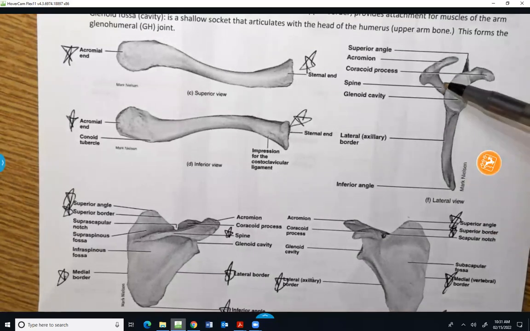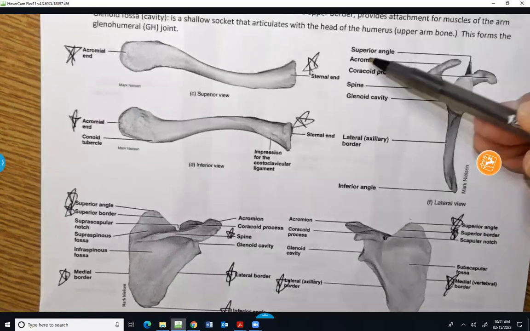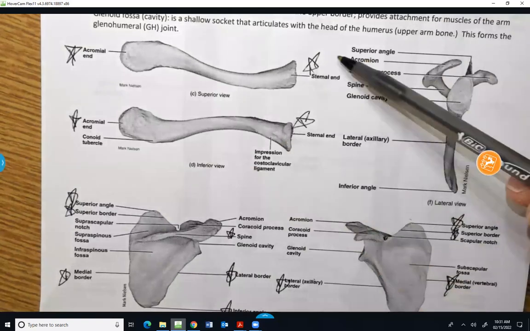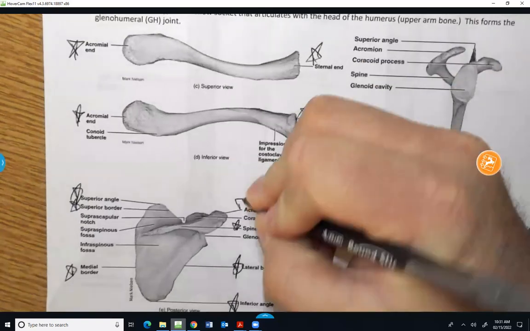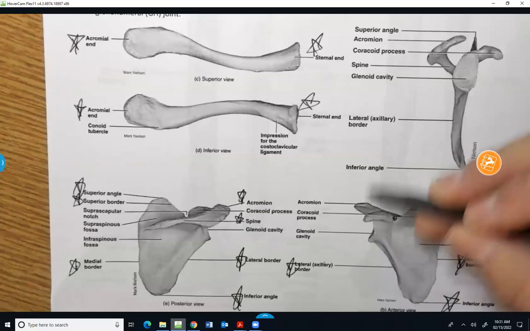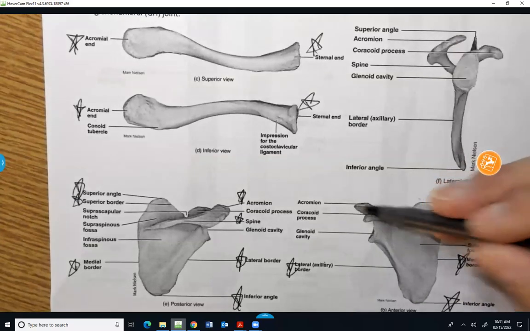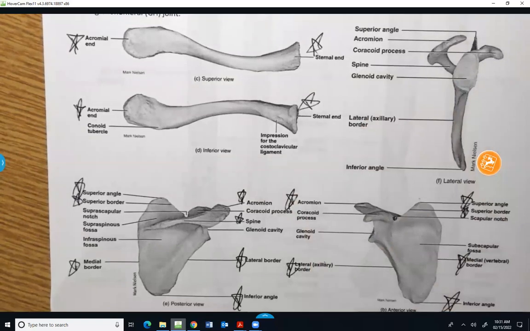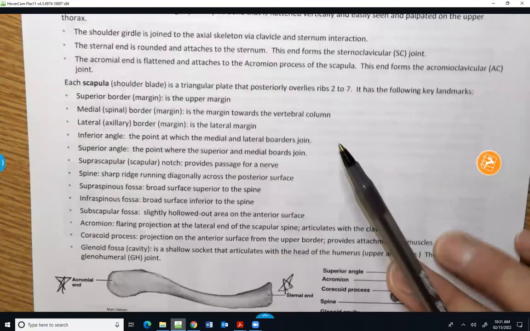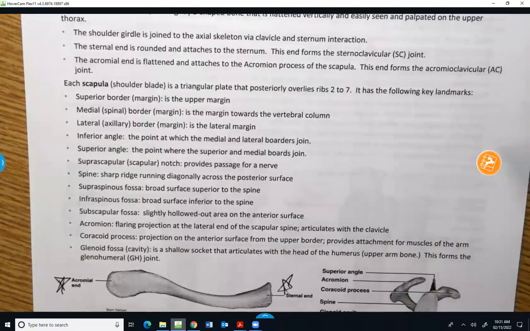I'm not actually going to worry about this image, but I did include it to talk about some stuff. The spine is on the back side, but then connected to it and coming more to the front, this will be the front of the body, is that structure I've been talking about called the acromion or acromion process. It's labeled here in the posterior view, but you really get the best view of it here and here. Acromion or acromion process is a flaring projection at the lateral end of the scapular spine, articulating with the clavicle once again to create that AC joint, acromioclavicular joint.